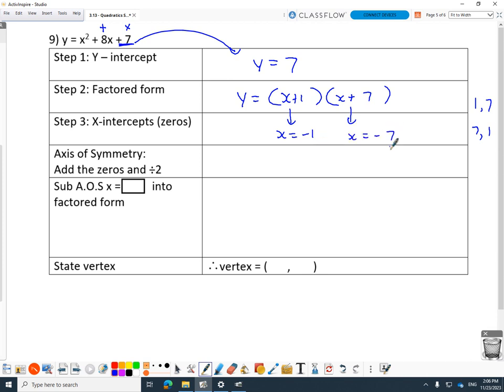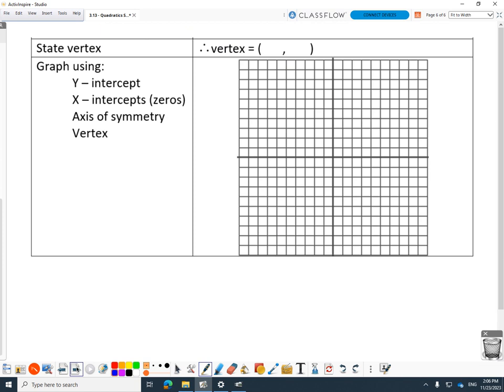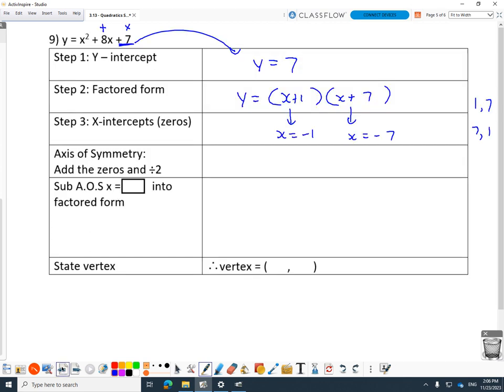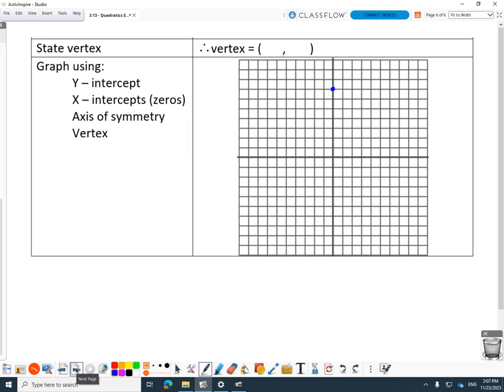And now, if you're intimidated by the axis of symmetry, I encourage you to graph what we have so far. We have a y-intercept of 7. So on the y-axis, 1, 2, 3, 4, 5, 6, 7. And then two x-intercepts, I've already forgotten what they were. -1, and then 2, 3, 4, 5, 6, 7. And that helps. Getting those x-intercepts helps to find that axis of symmetry.